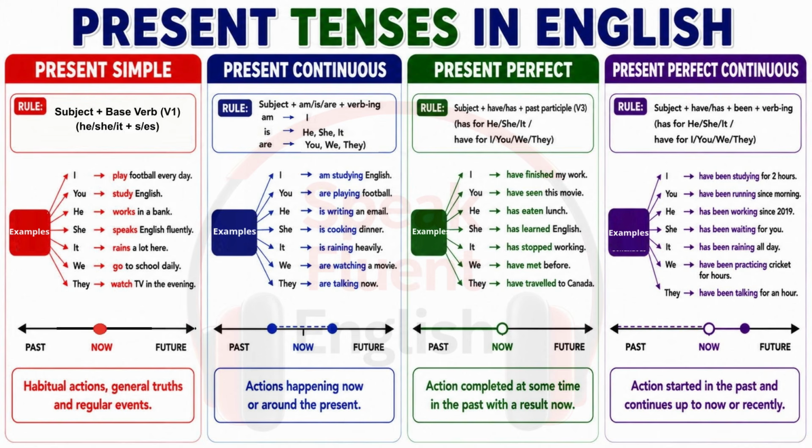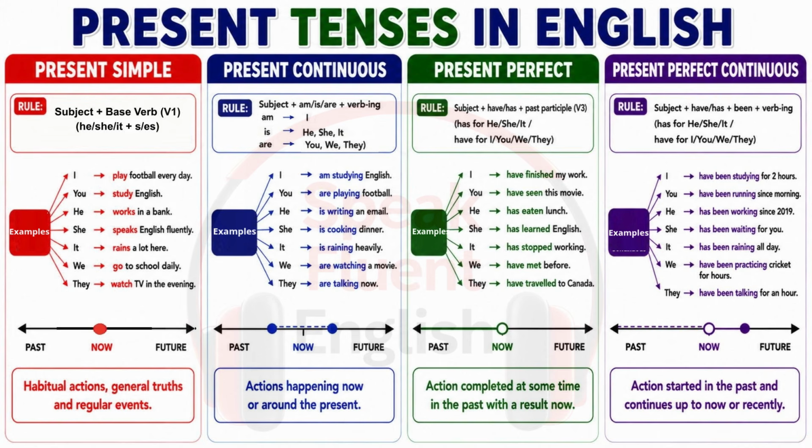Next, present continuous. We use the present continuous for actions happening now or around the present time. The rule is subject plus am, is, or are plus verb ing. For example, I am studying English.